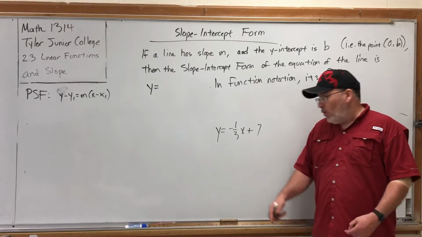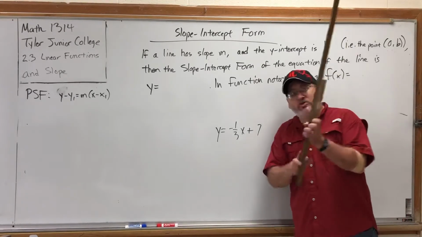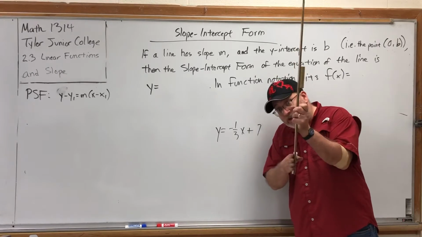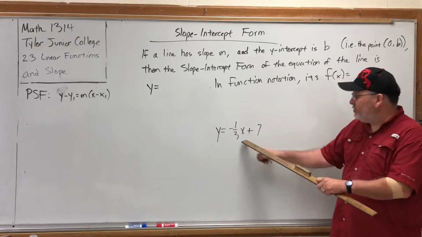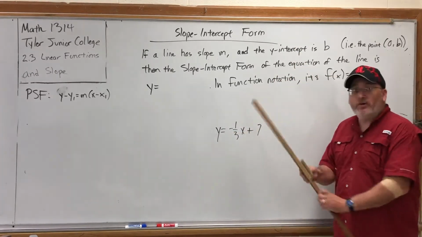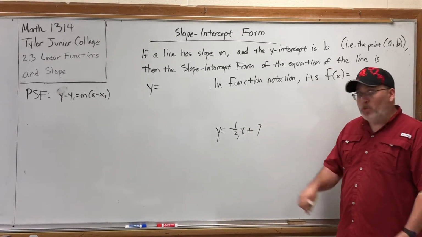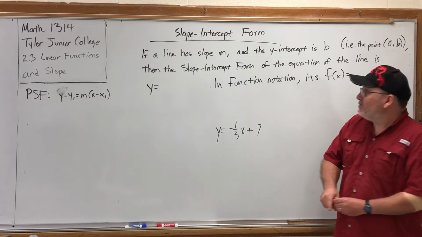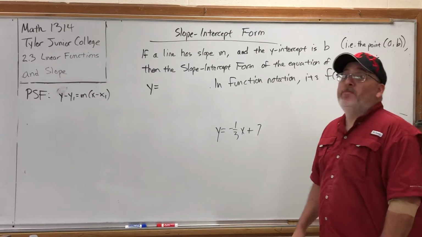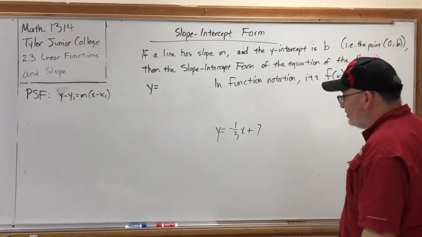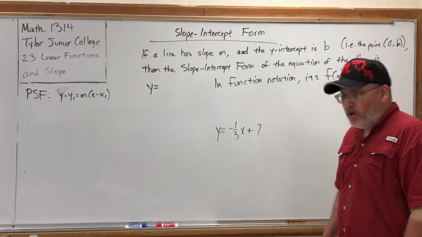Algebraically, if you're on the y-axis, that means you didn't move left or right, which means your x-coordinate is 0. And if we put 0 right here, we get y equals 7. So we had a lot of evidence to suggest that this last number was the y-intercept, and it is. And this leads to what's called point-slope form. No, it doesn't. Slope-intercept form.